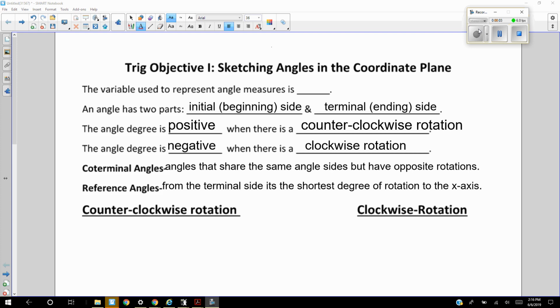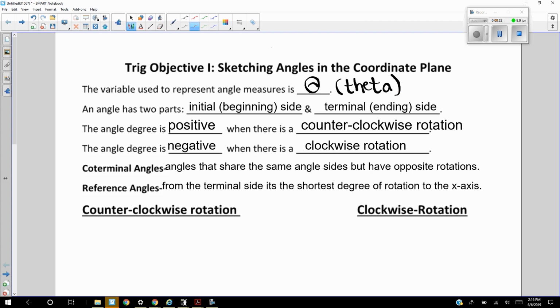All right, in this video we are going to work on sketching angles in the coordinate plane. For starters, the variable we're going to use in this lesson, for all the trig lessons, instead of the variable x, we're going to use the variable theta. That's what the variable looks like. That's how the variable is spelled. So instead of an x, we're going to use that symbol theta to represent angle measures.